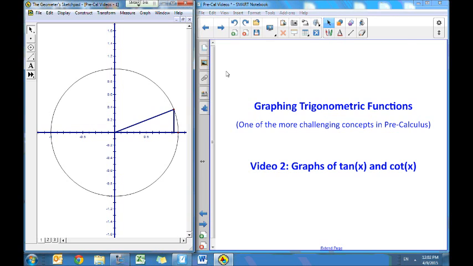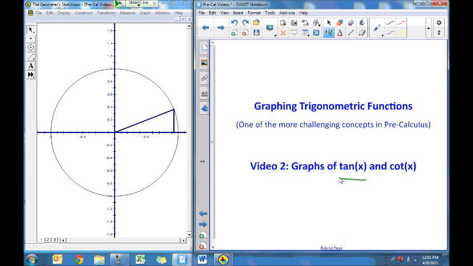Now first, I want to review what the tangent of x is. So the acronym that I use is SOHCAHTOA. So the tangent is the opposite length divided by the adjacent length on a right triangle. Now, for simplicity, we are thinking about these on the unit circle. That makes some things easy for us because the hypotenuse, or the radius, is 1.